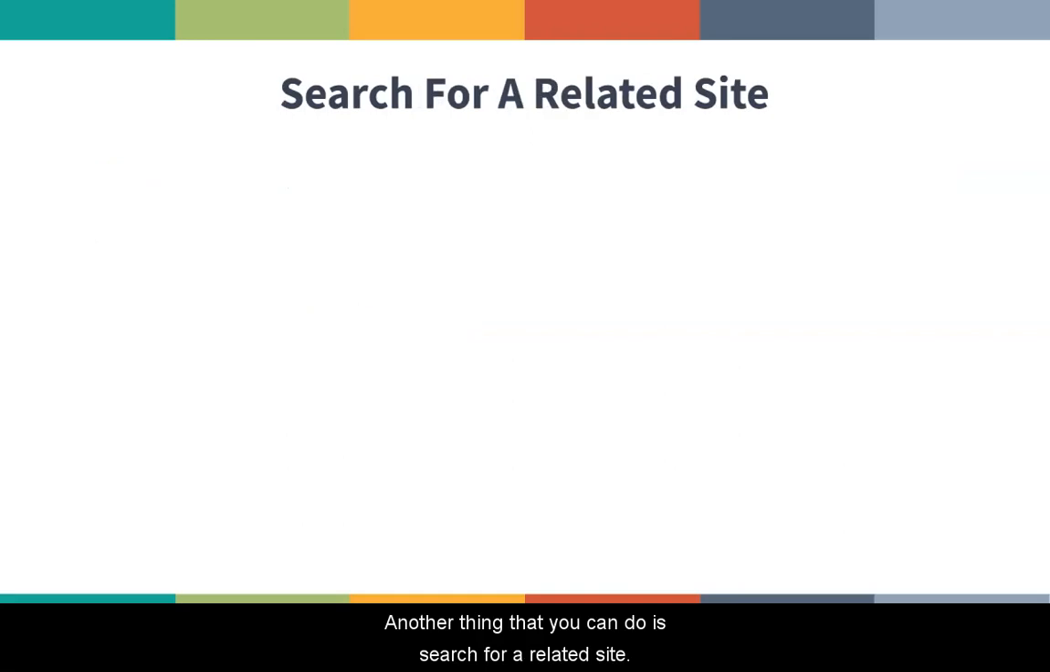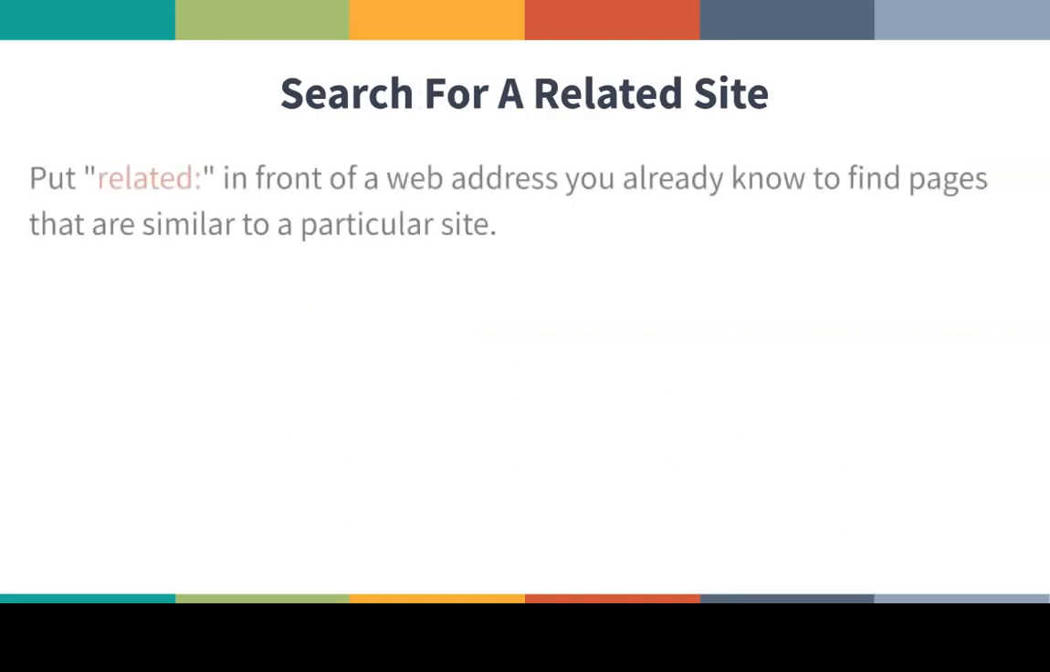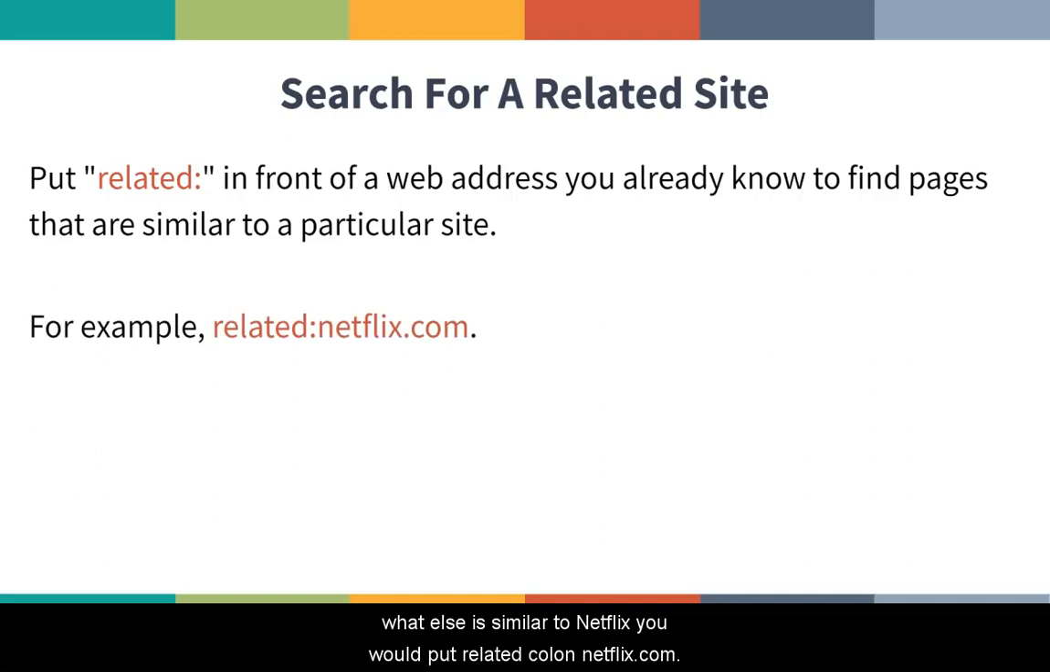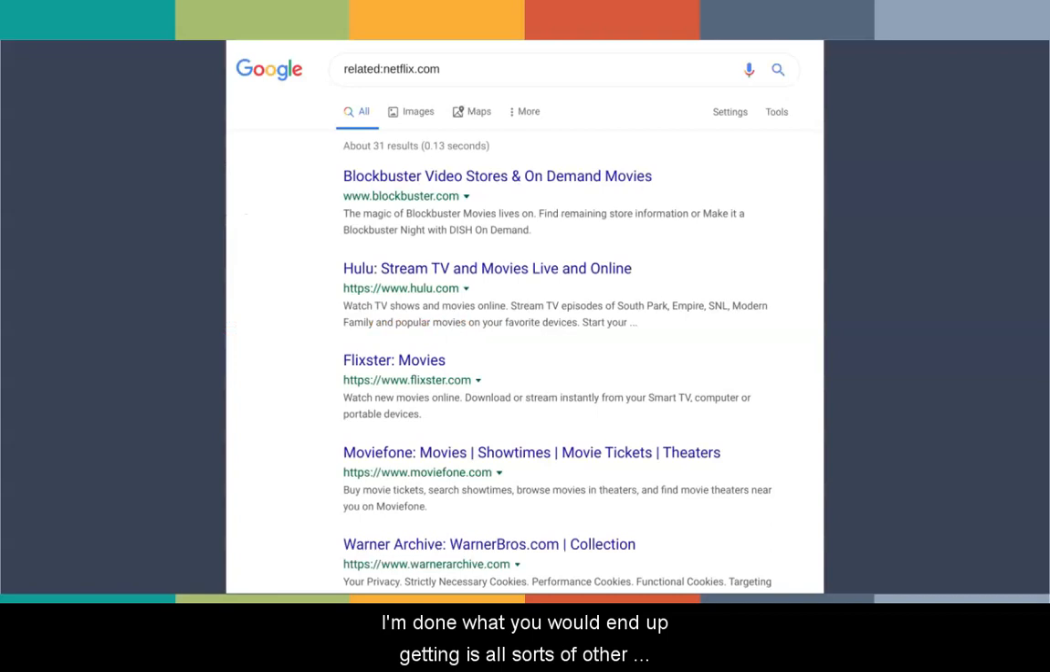Another thing that you can do is search for a related site. You put related: in front of a web address that you already know, in order to find pages that are similar to that site. So, for example, if you want to know what else is similar to Netflix, you would put related:netflix.com. And then what you would end up getting is all sorts of other streaming services that are similar to Netflix. So you can see Blockbuster and Hulu, Flixster, MoviePhone, Warner Archive, right? So you get lots of other stuff because they are very similar to what Netflix is.